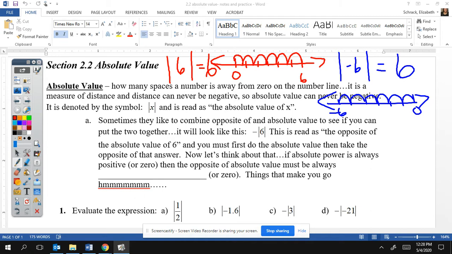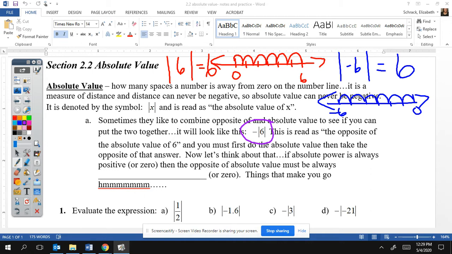There is one difference, and that is if something comes outside of the absolute value. So an example of this is the opposite of the absolute value of 6. What you want to do is read whatever comes outside of those absolute value bars first. As we talked about yesterday, that negative sign, you really want to read it as the opposite of, and then you read what's inside, the absolute value of 6.